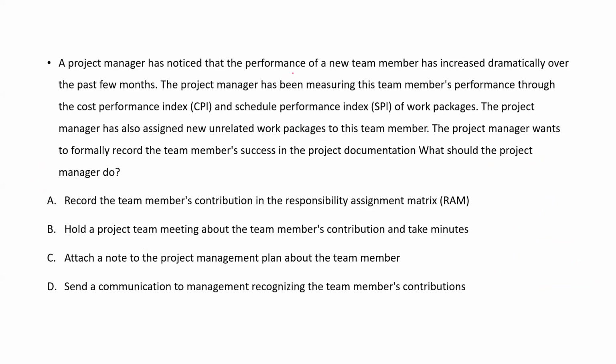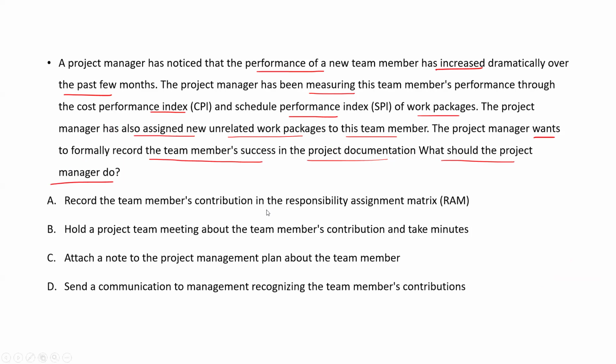The PM has noticed that the performance of a new team member has increased dramatically over the past few months. PM has been measuring this performance through the CPI and SPI of work packages. PM has also assigned new unrelated work packages to this team member because he or she is performing better. PM wants to formally record the team member's success in project documentation. Where should the project manager mention this?